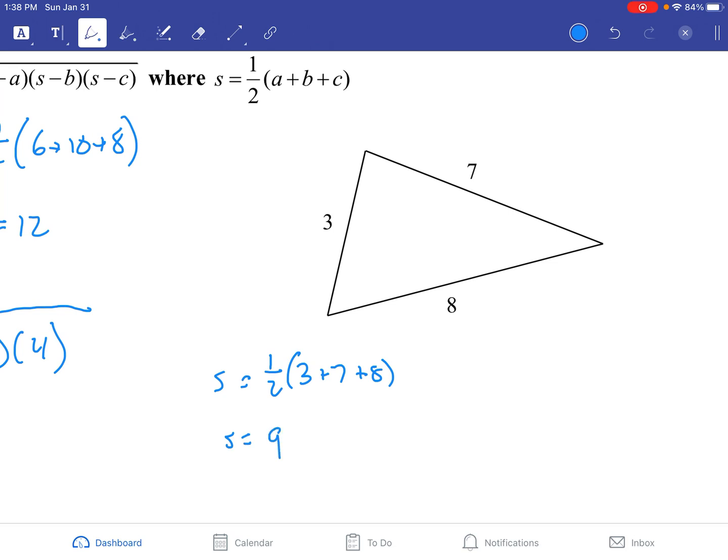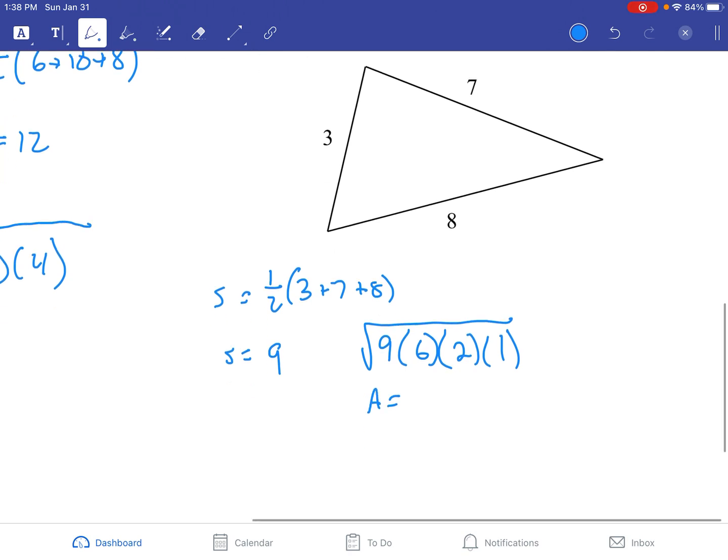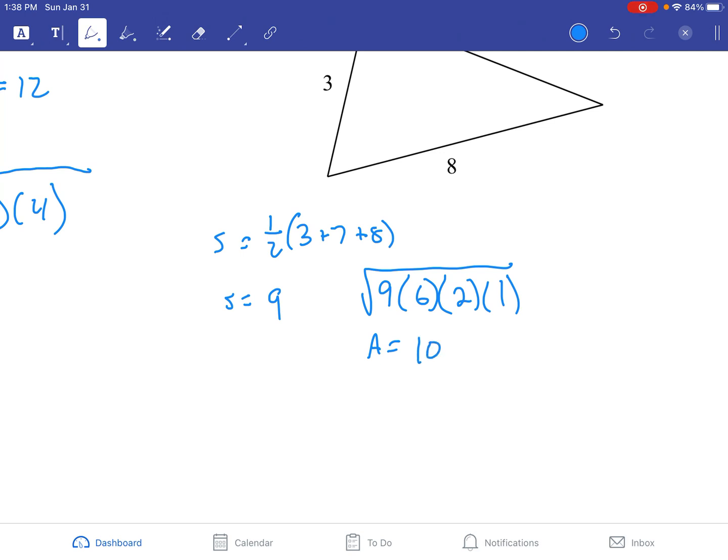Alright, now I'm going to put that into the other formula, so I have 9 times 6 times 2 times 1. I'm going to take the square root of all that. So 9 times 6 times 2 times 1, and take the square root of the answer. It's going to be the area is 10.39.